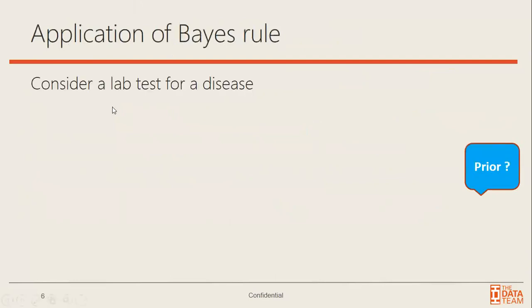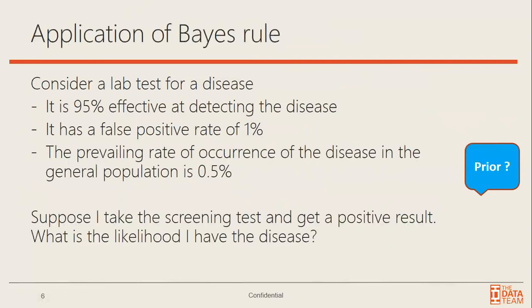Moving further, let's look at one small example again. Suppose there is a lab test for a disease. And this lab test, by the way, is very effective: 95% of the time, it's able to detect the disease. And we are also told that it has a false positive rate of 1%. And the prevailing rate of the disease in the population, and this disease could be anything, say dengue fever or cancer, is 0.5%. So this is a nice example. The other two are the probability of the test being effective, and the probability of a false positive rate of 1%.